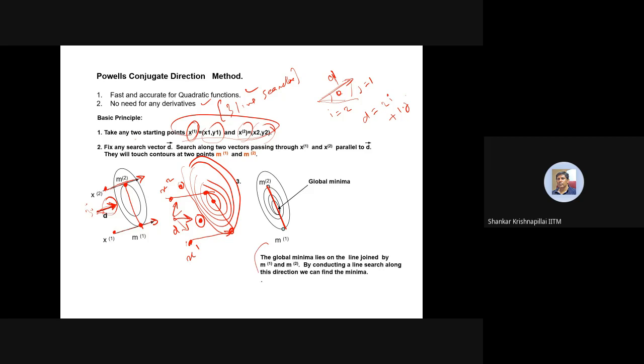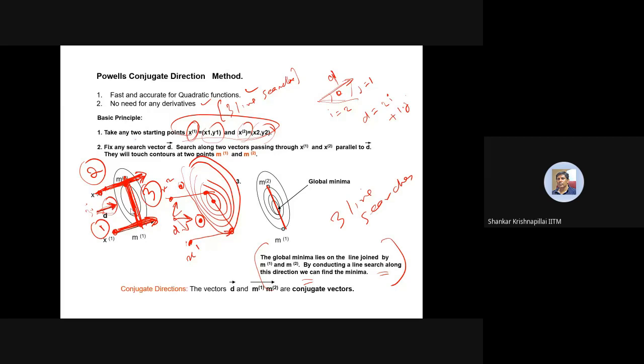So the global minima lies on the line joining M1 and M2. By conducting a line search along this direction, we can find the minima. So you need to do three line searches. One is this line search, the first line search, through x1. Then this is the second line search through x2, and this is the third line search through M1 and M2. So three line searches are required. So there's no need to find the first derivative, second derivative, etc.